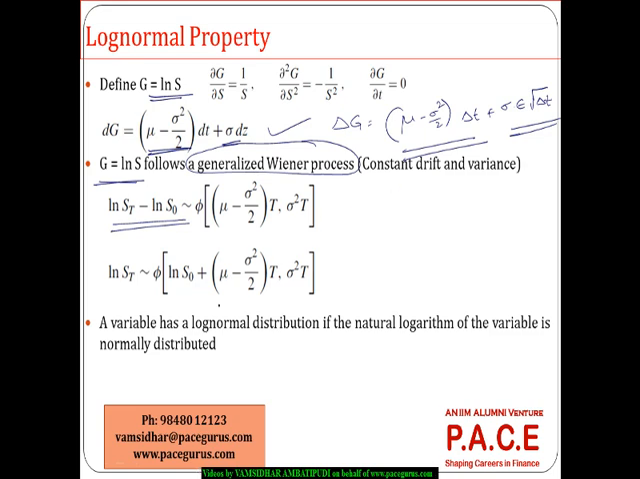So log st is also following a normal distribution with log s0 plus something. A variable has a log normal distribution if its natural logarithm is normally distributed. So I can very well say the stock price is following a log normal distribution, it is having this kind of a property. Log st is following a normal distribution with the mean of log s0 plus mu minus sigma squared by 2 times t and a variance of sigma squared t. That is the basic understanding of the log normal property.